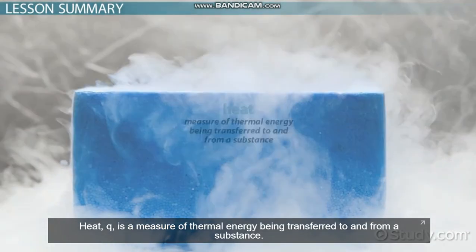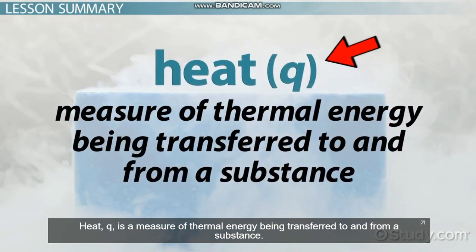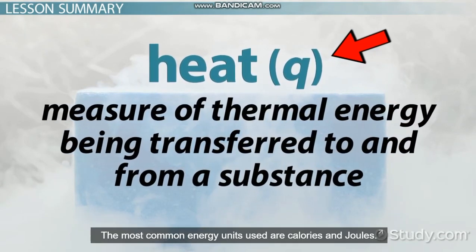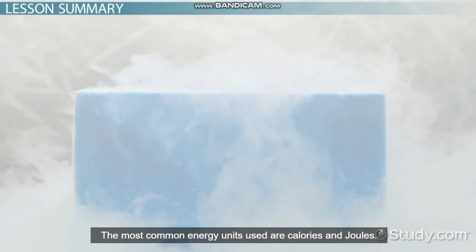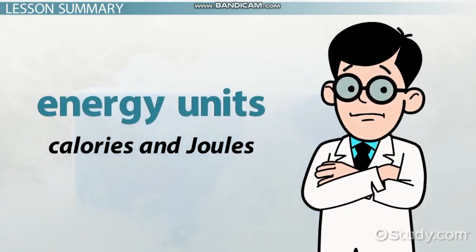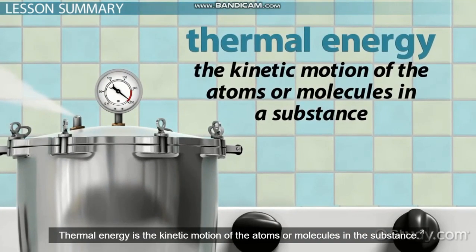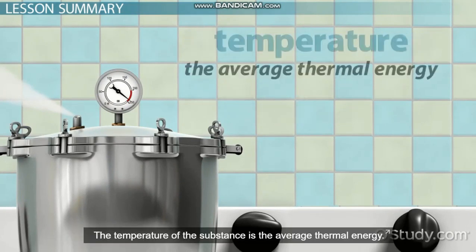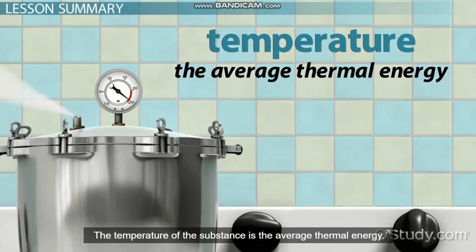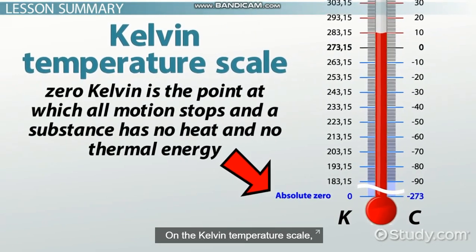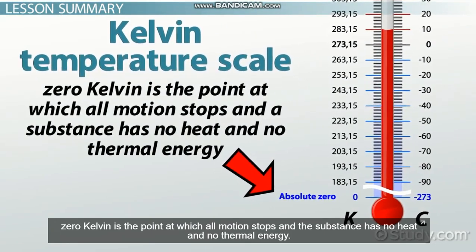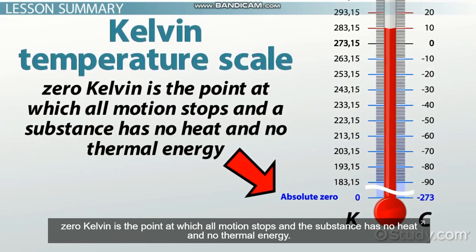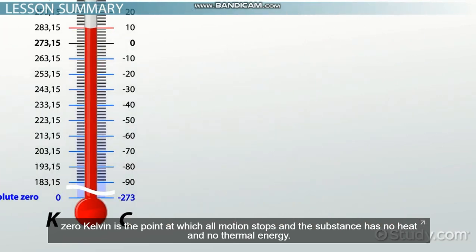Let's review. Heat, or Q, is a measure of thermal energy being transferred to and from a substance. The most common energy units used are calories and joules. Thermal energy is the kinetic motion of the atoms or molecules in a substance. The temperature of a substance is the average thermal energy. On the Kelvin temperature scale, 0 Kelvin is the point at which all motion stops, and a substance has no heat and no thermal energy.